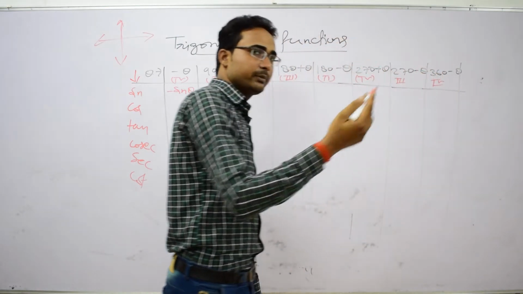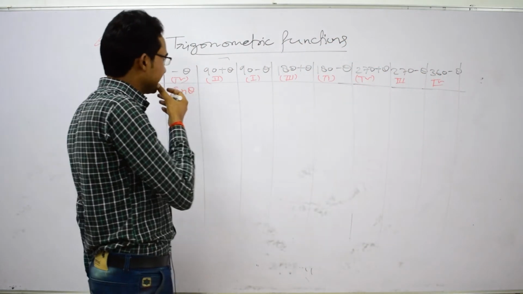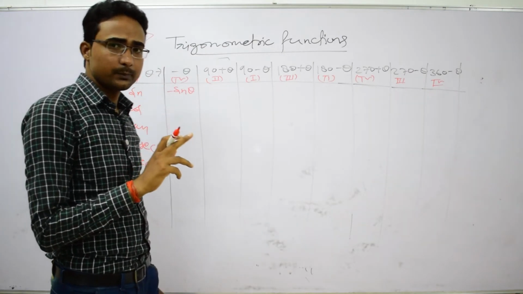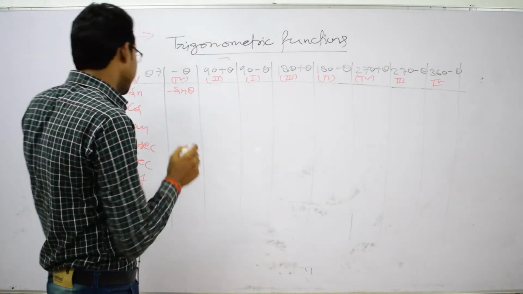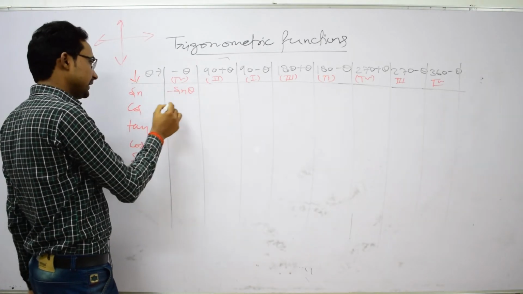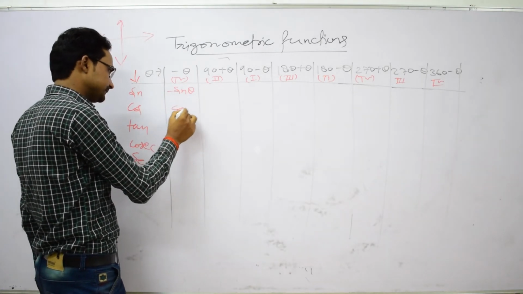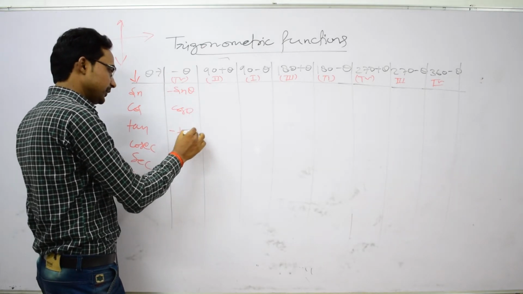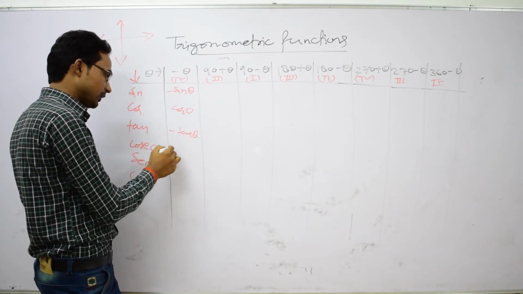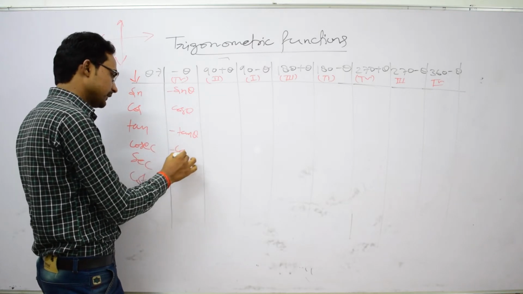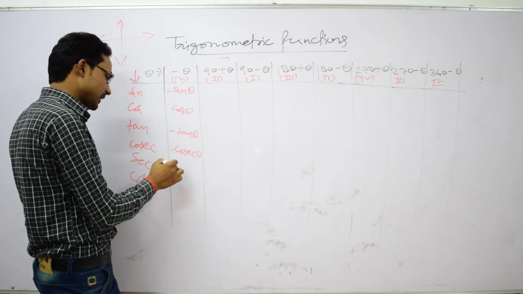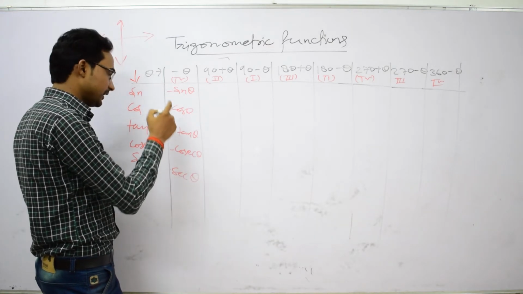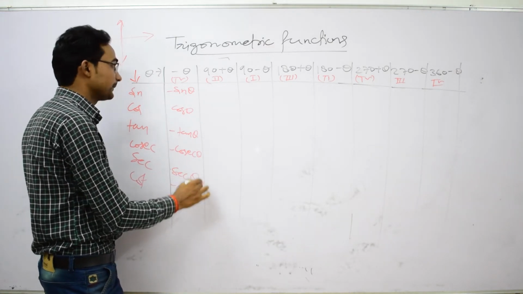And after 360 plus theta, you again get the first quadrant. Now, in the fourth quadrant only cos and sec are positive. So, sin minus theta will be minus sin theta, and cos minus theta is equal to cos theta, tan minus theta is equal to minus tan theta, because only cos and sec will be positive, and cosec minus theta is equal to minus cosec theta, and sec minus theta is equal to sec theta, and cot minus theta is equal to minus cot theta.